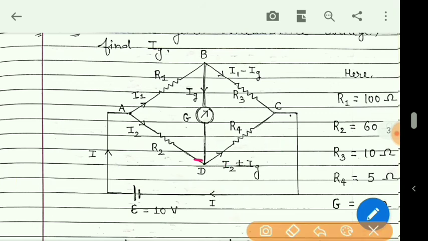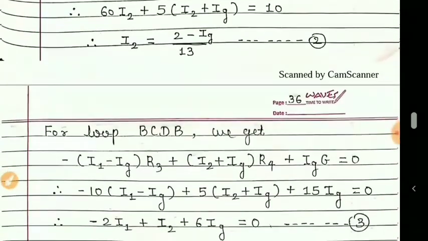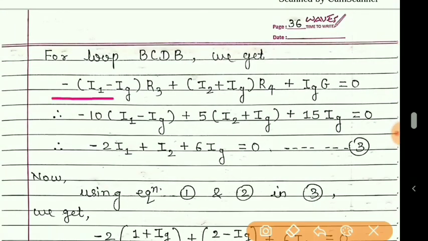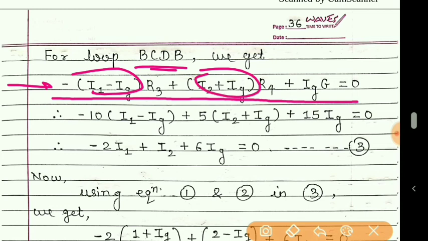Then from D towards B, you can see that the current is in the opposite direction and we are moving in the upward direction. The resistance of the galvanometer is G, so G into Ig, positive. Same thing I have written here. So after applying the Kirchhoff loop rule, we get this equation. Opening these brackets and simplifying, we get this equation. I have given this equation number 3.